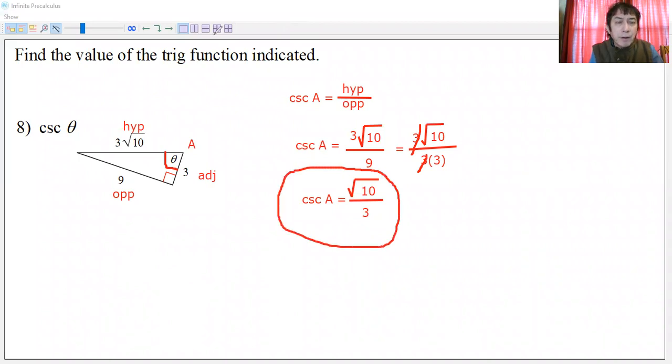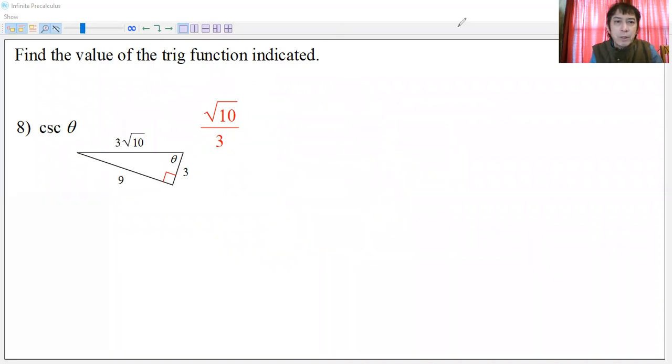So let's check the answer. Right beside our diagram, you can see the computer's answer over here, exactly what we did. And so that goes to our number 8. Let's continue with our number 9.